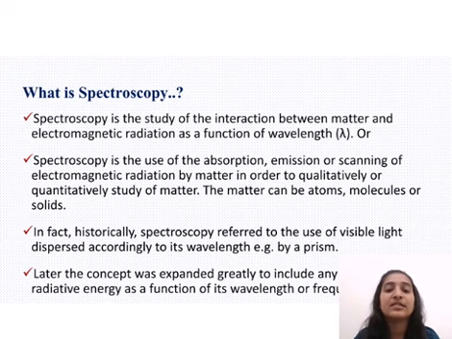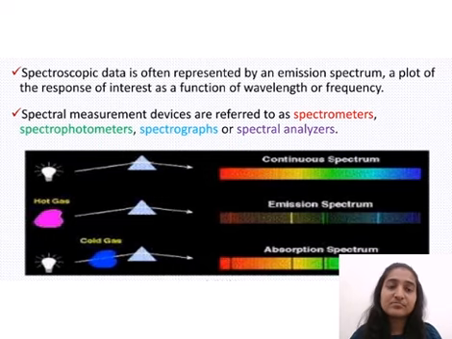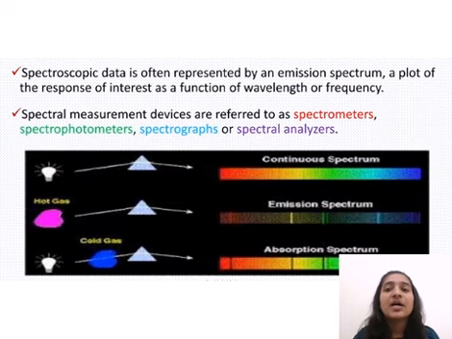In fact, historically, spectroscopy refers to the use of visible light dispersed according to its wavelength, for example by a prism. Later, the concept was expanded greatly to include any radiative energy as a function of its wavelength or frequency. Spectroscopic data is often represented by an emission spectrum, a plot of response of interest as a function of wavelength or frequency. Spectral measurement devices are referred to as spectrometers, spectrophotometers, spectrographs, or spectral analyzers.